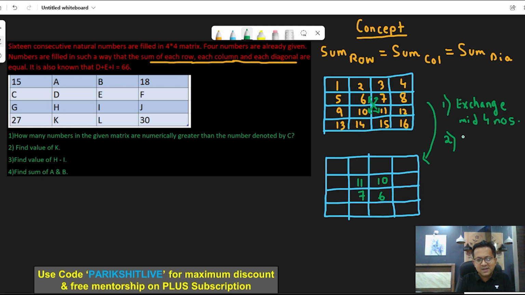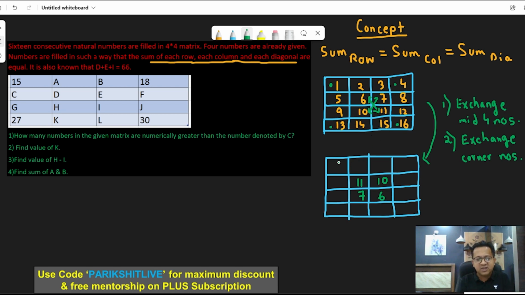Step 2. What is step 2? Exchange the corner numbers. So what are the corner numbers? The corner numbers are 1 and 16. Can you see 1 and 16? Please exchange them. And 4 and 13, please exchange them. That's it. Exchange the corner numbers.